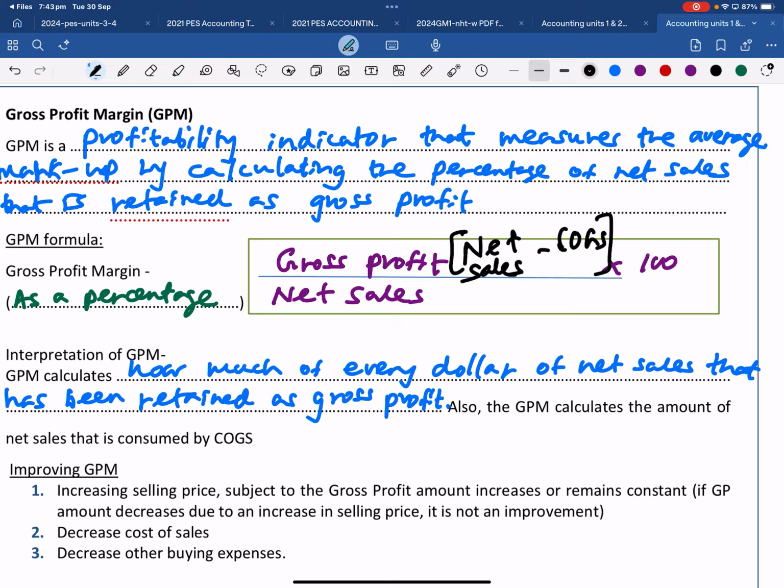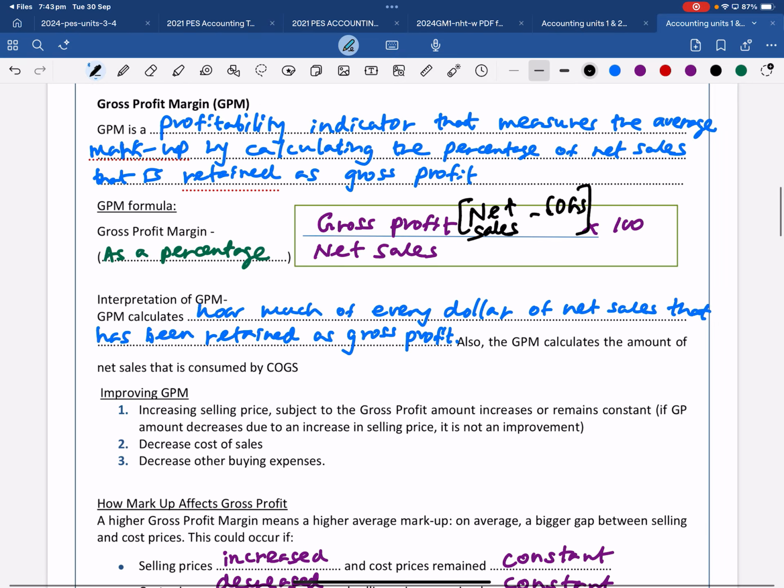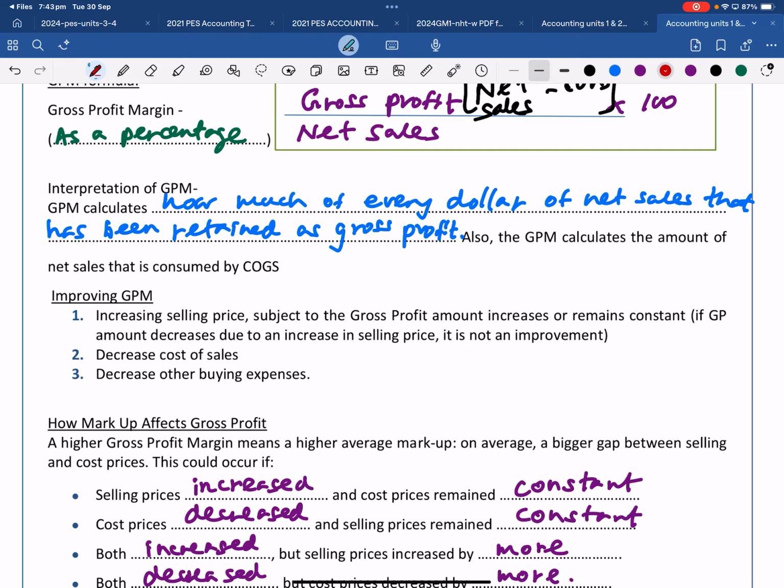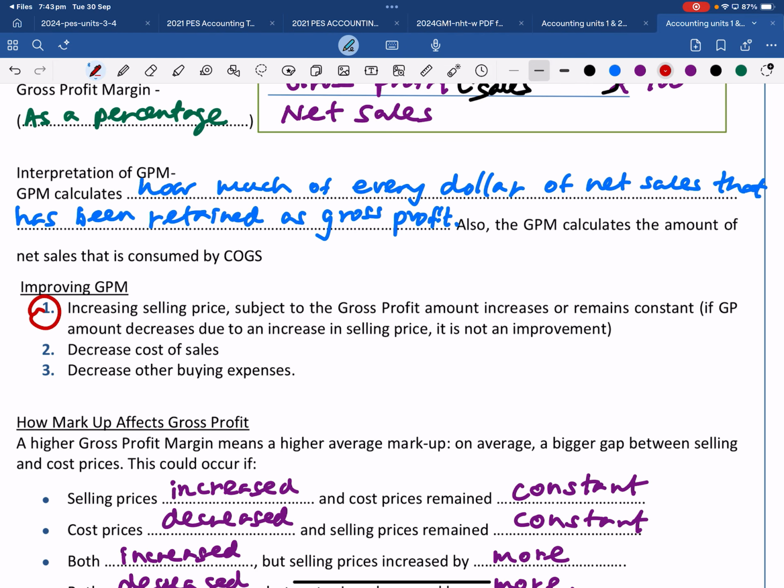So lower sales volume means what will happen? Gross profit will drop. As a result, guys, this part is not even in the textbook. I have included this one. See the first one, right? Improving GPM. You can increase the GPM, guys, by increasing the selling price, no problem. However, there's a problem. As long as the gross profit amount increases or remains constant, you can increase the selling price. Otherwise, if the gross profit is going to drop, that means it is not recommended to increase the selling price. Why is that, guys? The point is this one.